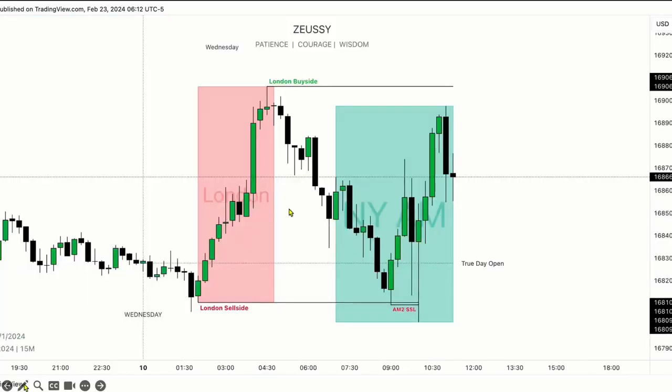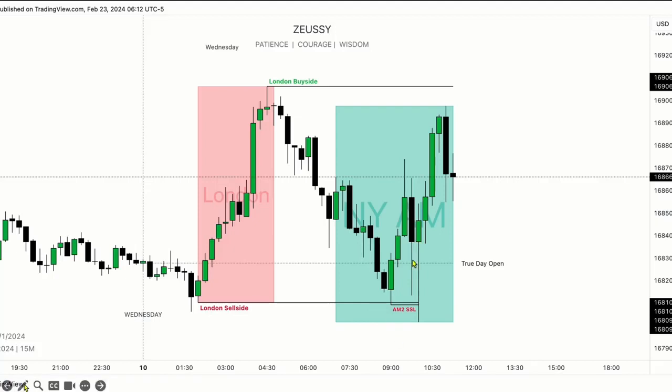Here we are at the second example of the morning session, and as you can see, I have annotated both the London sell side and the London buy side liquidity. London low and London high are important during the morning session. What occurs is that around 9 o'clock during the second AM cycle, the market taps below the London sell side, but notice that this is not a real purge, it's just forming or engineering more liquidity, more sell-side liquidity.